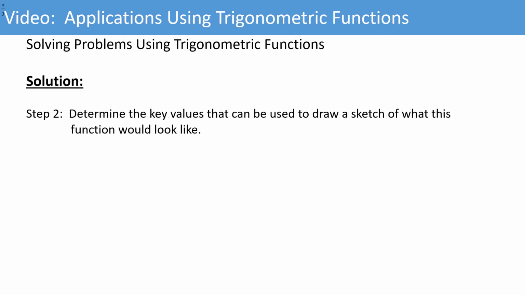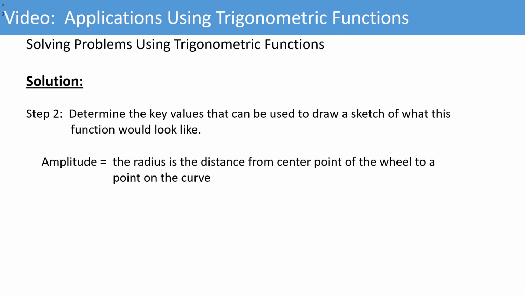Step number 2. Determine the key values that can be used to draw a sketch of what this function would look like. The amplitude. The radius is the distance from the center point of the wheel to a point on the curve. This distance represents the amplitude. In this example, we were told the radius is 9.5, so the amplitude is 9.5.